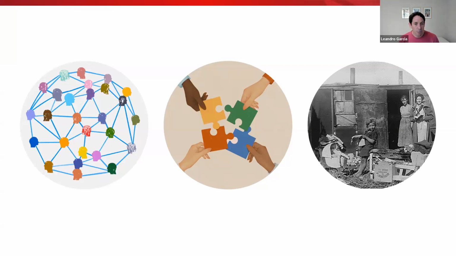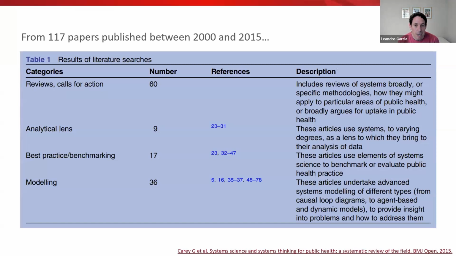But when we look at how systems approaches have been used recently in public health, what we see, for instance, based on a review conducted by Carey and published in 2015, is that from 117 papers in this area, most of them were either reviews or calls for action, suggesting that we should embrace systems approaches in public health. And another large fraction of these papers are mostly about modeling systems, either by using systems mapping approaches or more simulation modeling approaches.